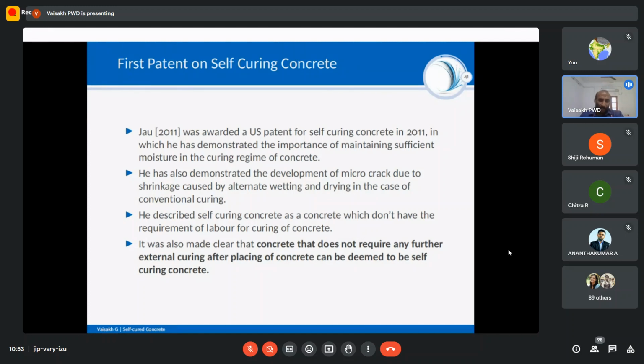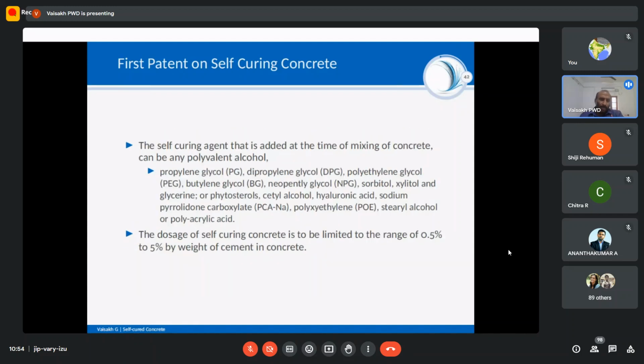He defined it as: in the patent, concrete that does not need any further external curing after placing of concrete can be deemed to be self-curing concrete. This is the definition that we commonly use for self-curing concrete. That is, it does not require any further external curing after placing of concrete. He also proposed to add different self-curing agents, which can be any polyvalent alcohol, polypropylene, like different compounds are there, and restricted the dosage in the range of 0.5 to 5% by weight of cement in concrete.